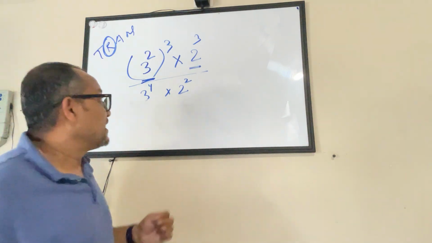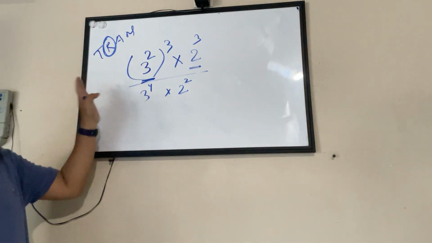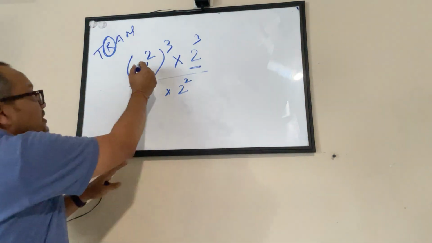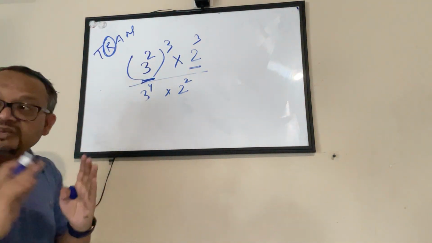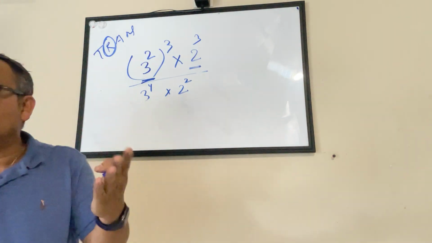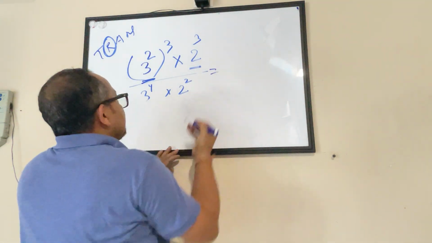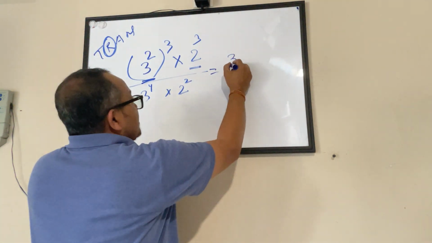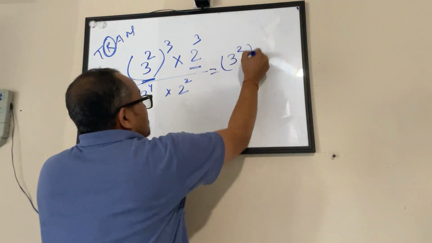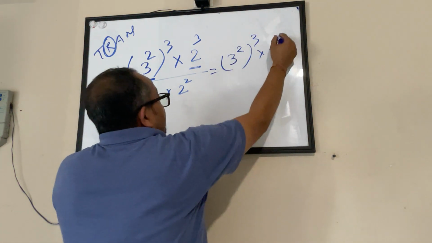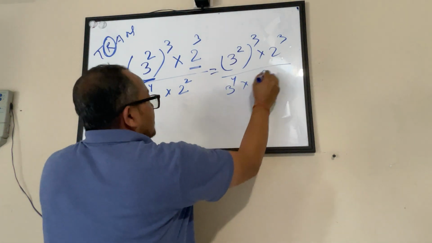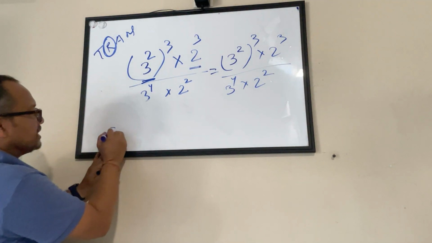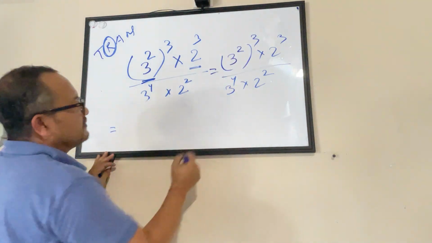Now here I told you guys one approach: 3 power 2 and to the power 3 you multiply. That's one thing we have learned. But there is no compulsion for us to follow the same approach. Let's do it this way. 3 to the power 2 to the power 3 into 2 to the power 3. I'm just writing the question one more time. So let's do one thing. Whatever is simple, we'll do it first.